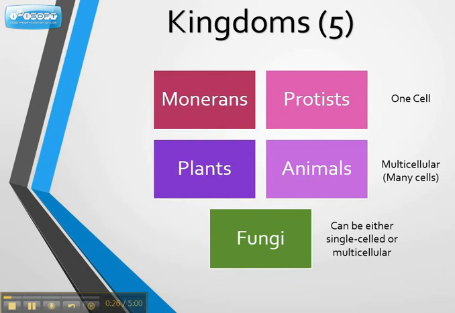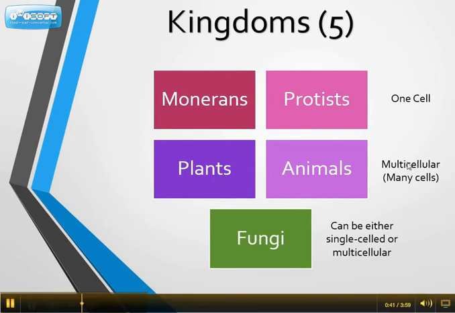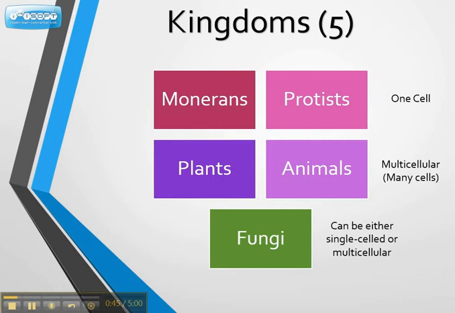And you can see that in the prefixes because mon, same as in monarchy, same as in Monday, means one, so it's one-celled. Then you get down to the organisms that have a lot of cells, that are multicellular, plants and animals. And then you have a special kingdom called fungi, which can be either made up of single-celled organisms or multicellular organisms like mushrooms.